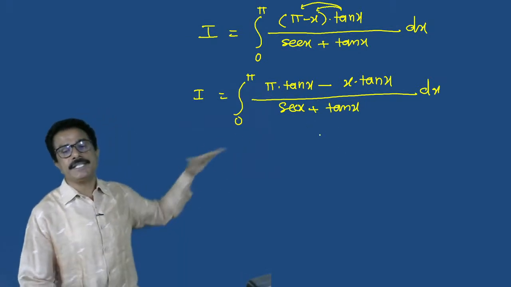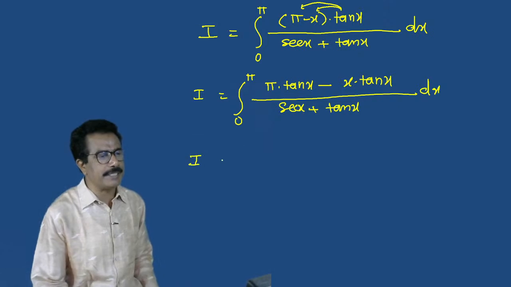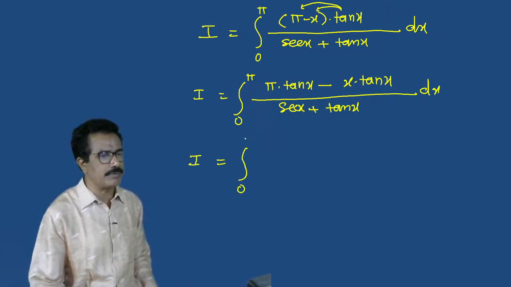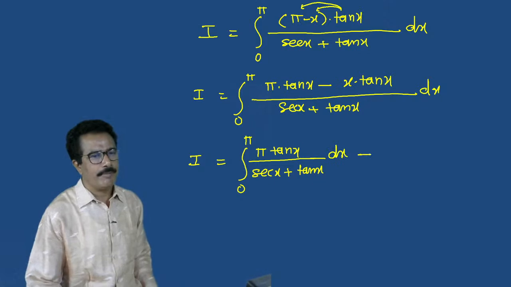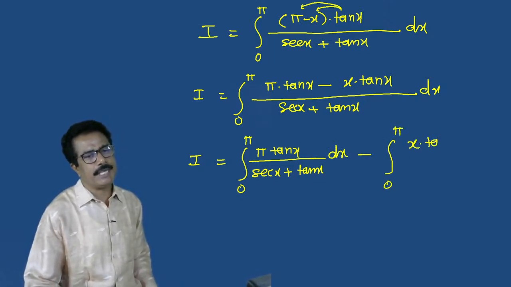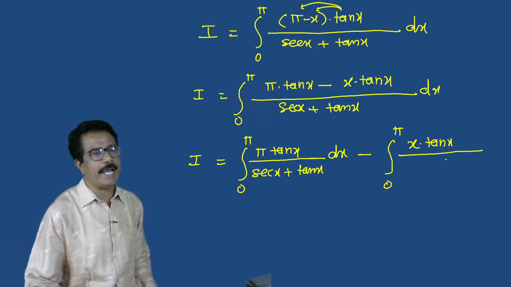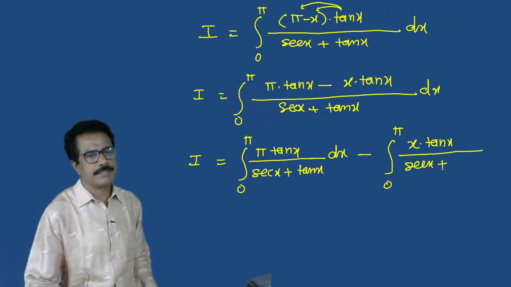Now again separate this denominator and write this, separate this integral also: integral from 0 to pi tan x divided by sec x plus tan x dx, minus integral from 0 to pi x tan x divided by sec x plus tan x dx.